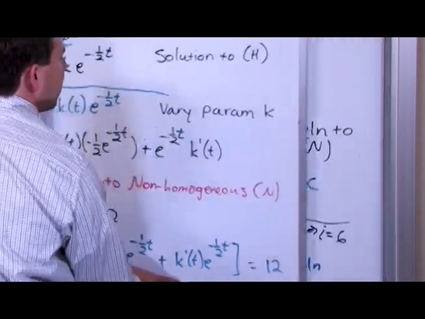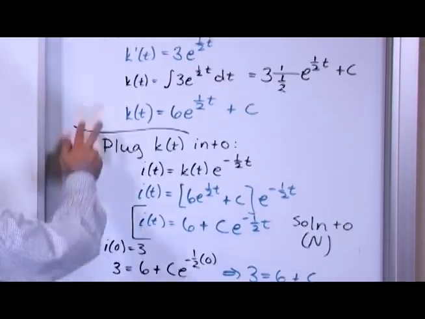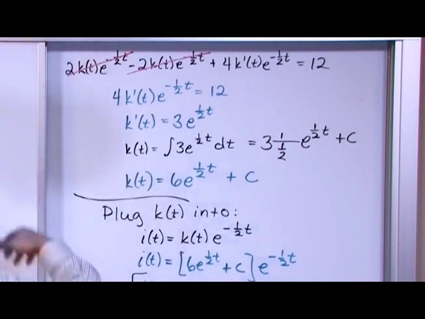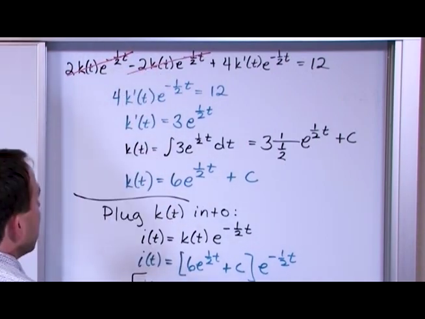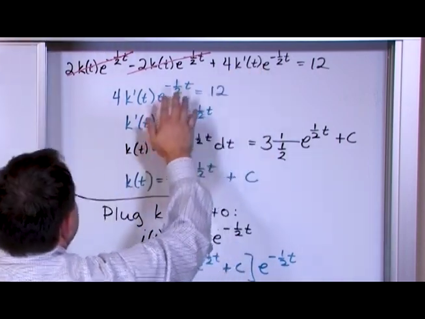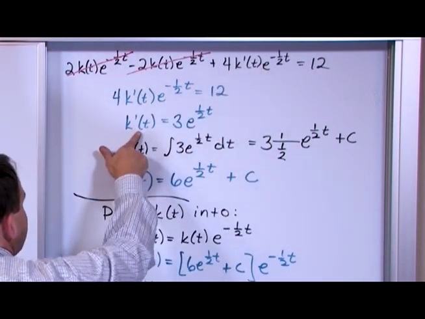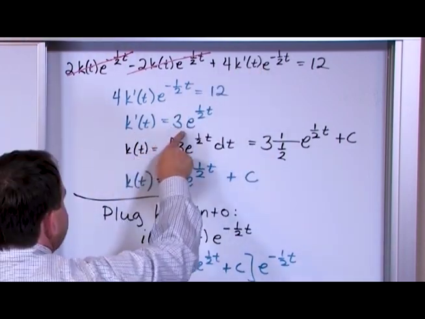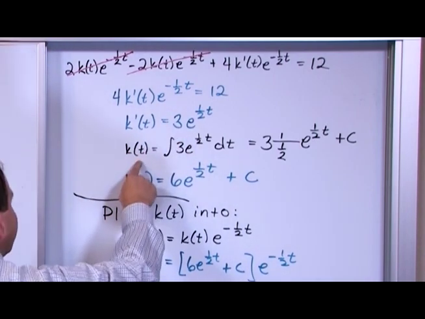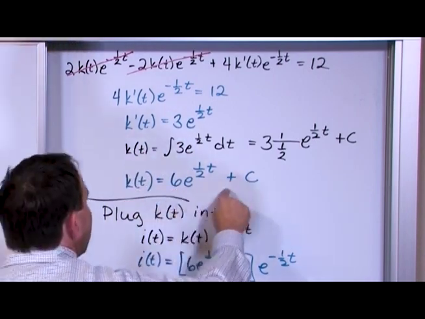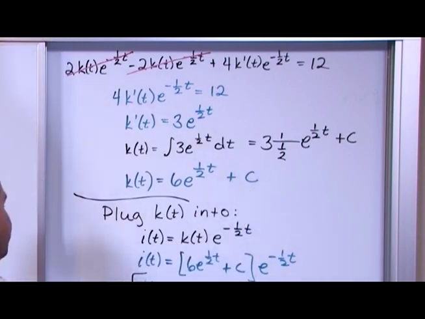And if you did everything correctly, you must see a cancellation getting rid of about half of the equation. If you don't get a cancellation here, you've done something wrong. You get this guy, you solve for k prime of t, and you notice, okay, I can integrate this. So then you integrate it, find the value of k of t, which we have as this. Don't forget your constant of integration.